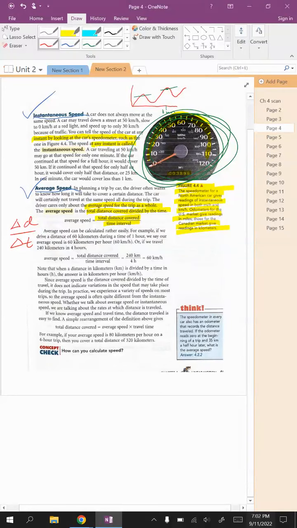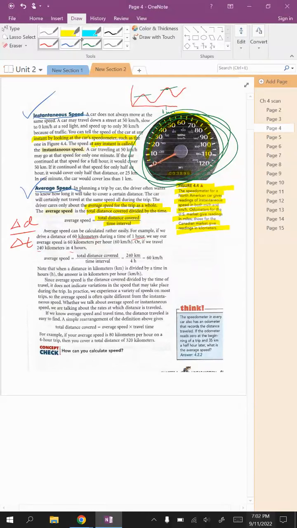So if we drove 60 kilometers during the time of 1 hour, your change in distance is going to be 60 and your change in time is 1 hour. What if we traveled 240 kilometers in 4 hours? Well, you'd take your total 240 over your 4 and you get 60 kilometers per hour. So note that the distance in kilometers is divided by hours. The answer is kilometers per hour.